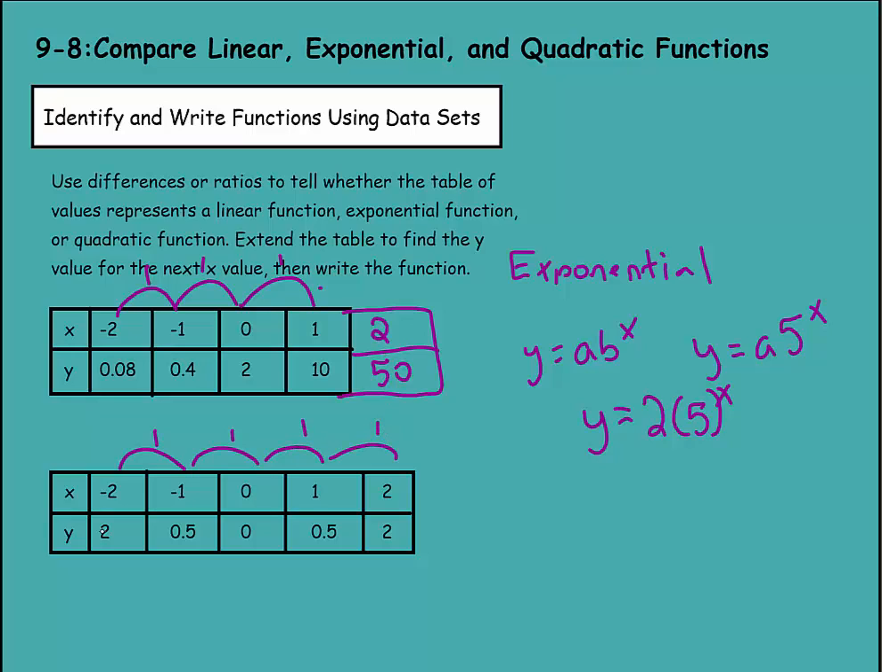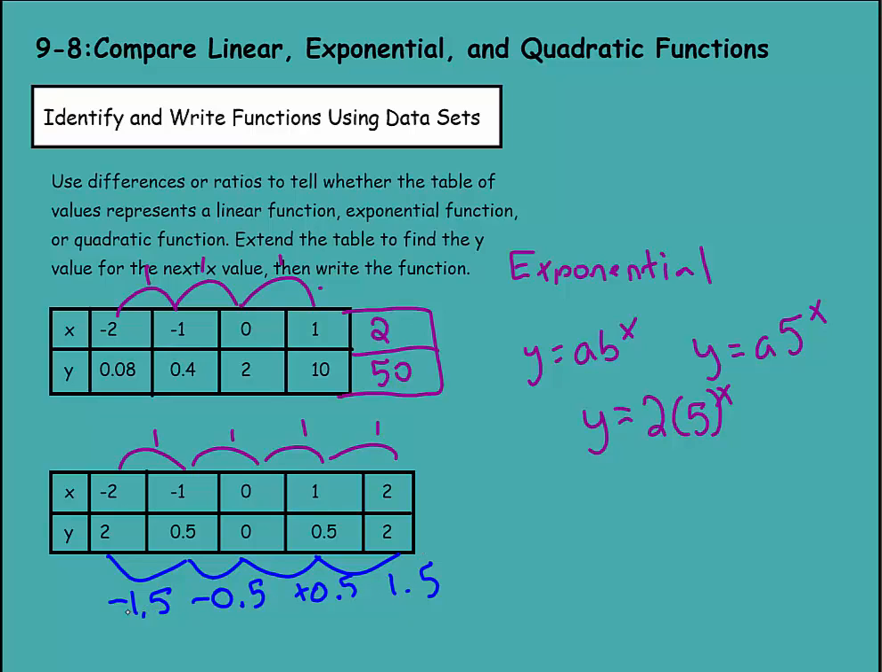Now let's look at the changes for this. I see that between this one and this one, y went down 1.5. It went down 0.5, so I know this is not linear. Went up 0.5, and then it went up 1.5. So this is a changing rate, and could it be exponential? Could it be quadratic? A way to check if it's quadratic is to see if the rate of change is changing at a similar rate.